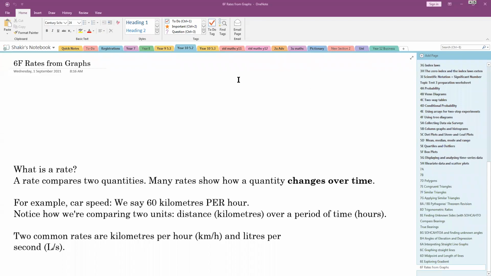Welcome to Exercise 6F, rates from graphs. We're just looking at rates and how to figure out rates by looking at a graph.